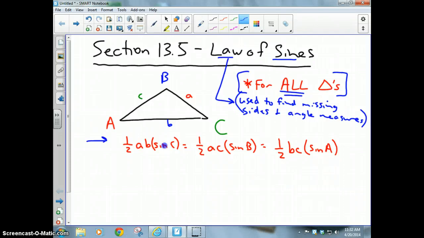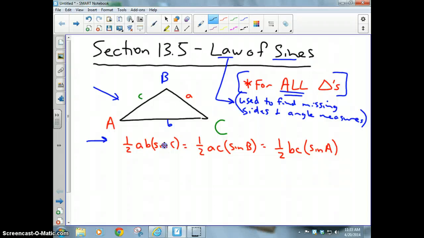Now, what I did here in red is I wrote the three formulas to find the area of this triangle right here, which we derived and figured out from the last video. Obviously, if I'm going to find the area of this triangle, any one of those three can be used if I'm given those pieces of information.